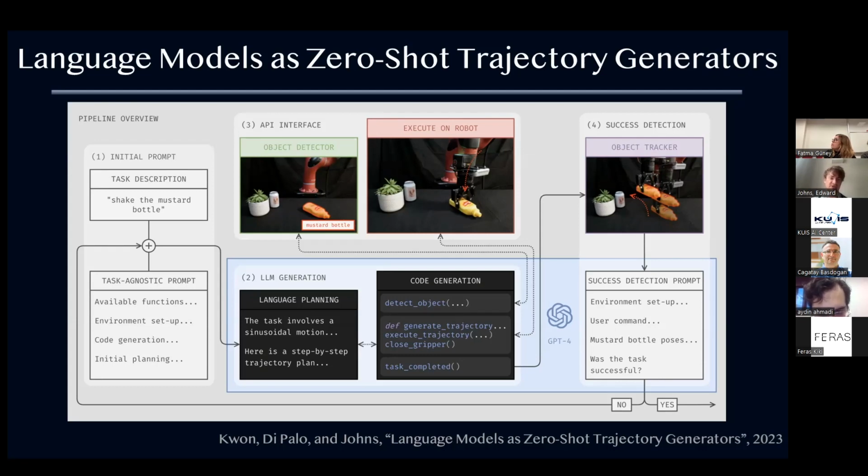task-specific trajectory. In the bottom middle here, we have language-based planning. The robot is going to have an internal monologue by generating its own thought process. And then through this, it will generate some code, which we will then run on the robot.